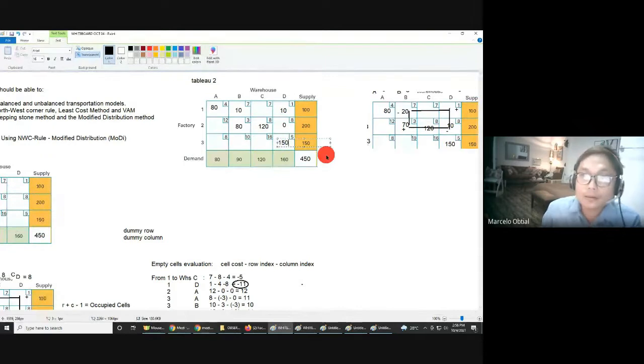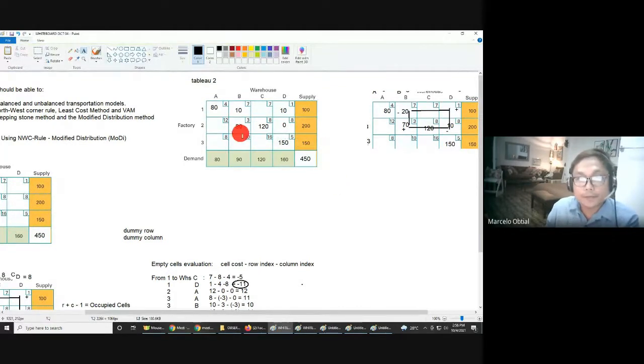Now, you always check. If you will add all per row, is it always equal to this total supply sa gilid? Okay, correct? That's 100. That's 200, correct? Okay, vertically, correct? 90. You always do this, class, ha?